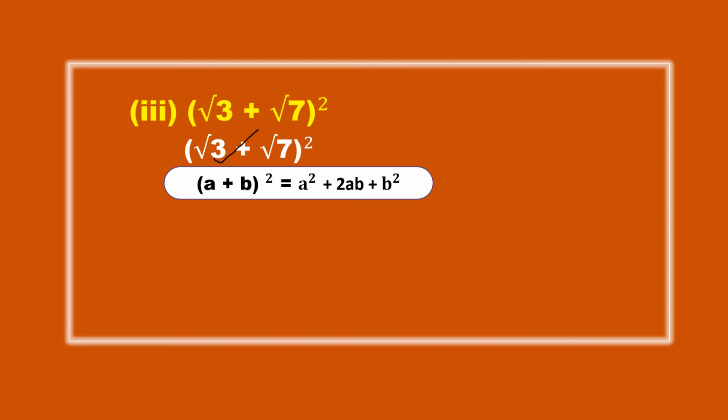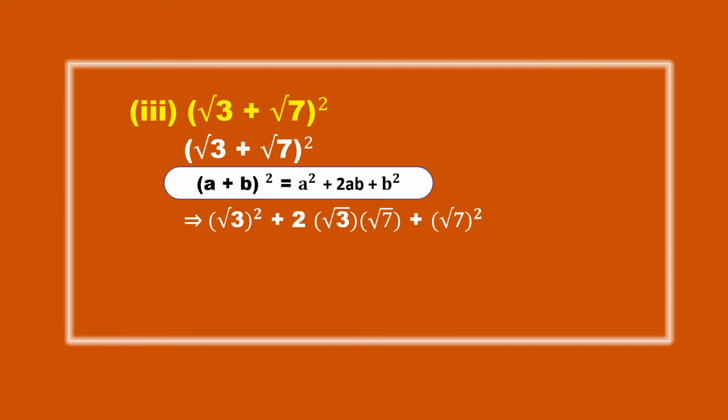So what is our a here? Root 3. So you can write it as root 3 whole square plus 2 into a, which is root 3, and b is root 7, so root 7 whole square. Now here square and root are cancelled. Here I can cancel square and root.